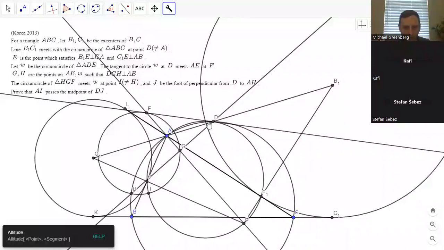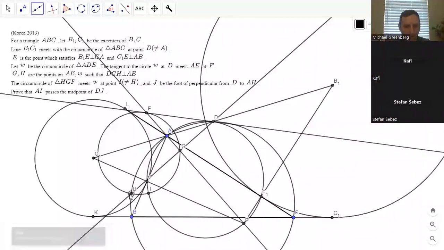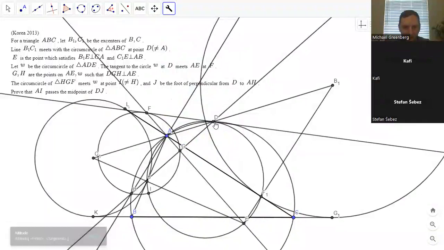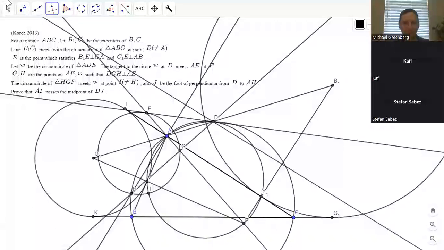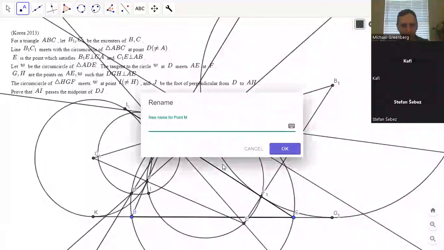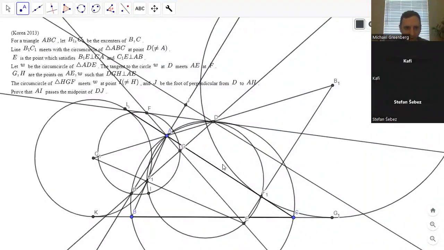So we have D to AH. What the heck? This problem is just crazy. I think it is just fake crazy. It is much easier than it looks, probably. J is this point, and we want to show that AI passes through the midpoint of DJ. So that doesn't look right from this. So let's see, maybe I drew something wrong.